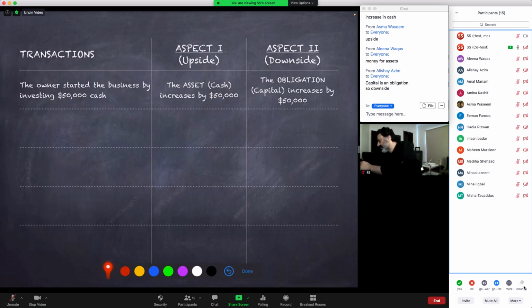The downside is that if your assets increase by $50,000, at the same time your obligation is also increasing by $50,000. So that's how the duality principle balances out the accounting equation. So we understand the first transaction and its analysis. Then give me a green check on the participants list.